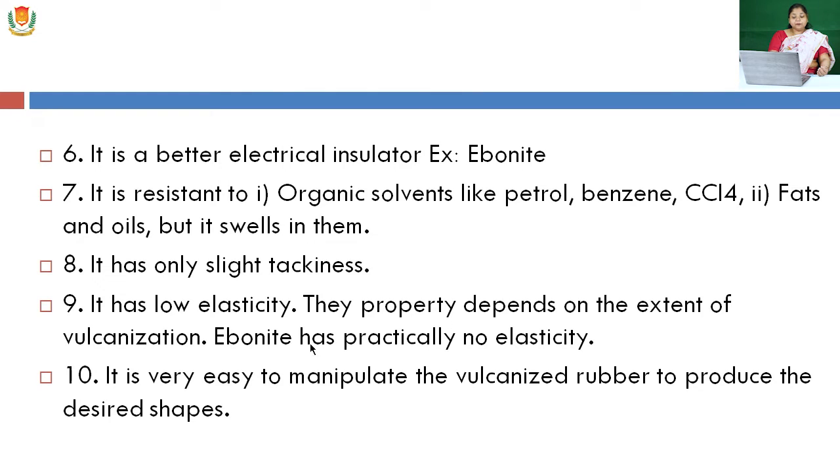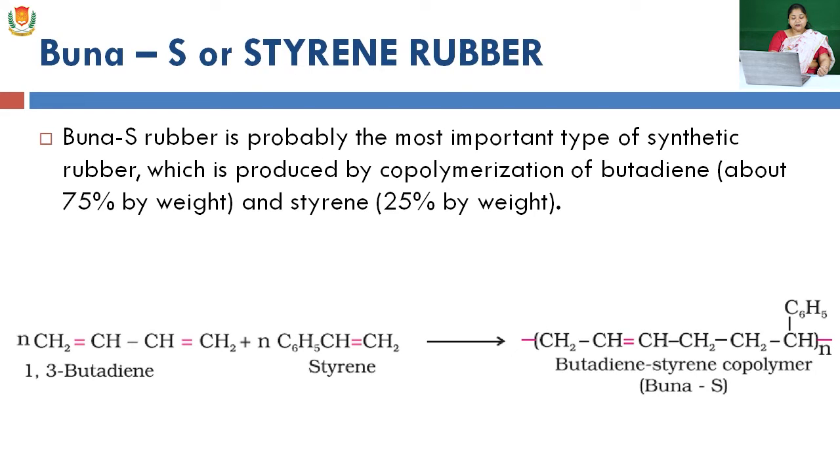It is a better electrical insulator. It has slight tackiness. It has low elasticity. It is very easy to manipulate vulcanized rubber to produce the desired shape. The main example of vulcanized rubber is styrene rubber or Buna S rubber.